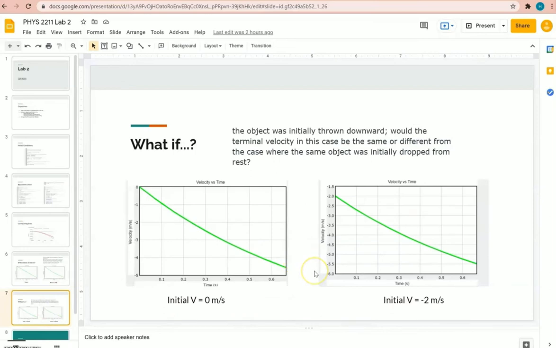So what if the object was initially thrown downward, meaning that it doesn't have an initial velocity of 0 like originally, and let's say we have here now negative 2 meters per second. As we can see, the two lines have the same shape, meaning that they both would have the same terminal velocity. It's just the speed at which they reach it that differs, because terminal velocity is not dependent on initial velocity. It is only dependent on the balance between the force of drag and the force of gravity. Initial velocity is not considered with this.